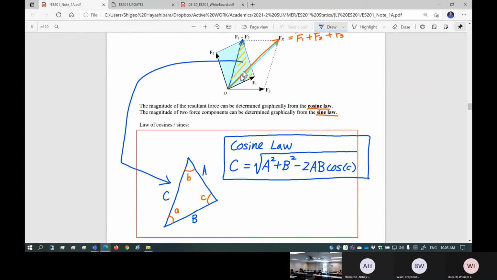Okay, think about that. As you add F1 and F2, you're going to create this triangle. So F2 is going to be moved here as a parallelogram rule. So you know this length, you know this length. Suppose you know this angle, you can determine the length of that. That's the magnitude of the resultant, F1 plus F2, right? So using cosine law, you can determine the magnitude of the resultant, graphically speaking. All right. So what about sine law?